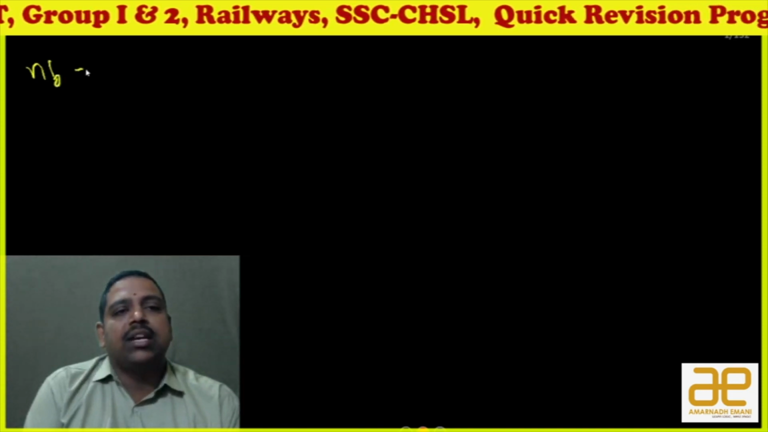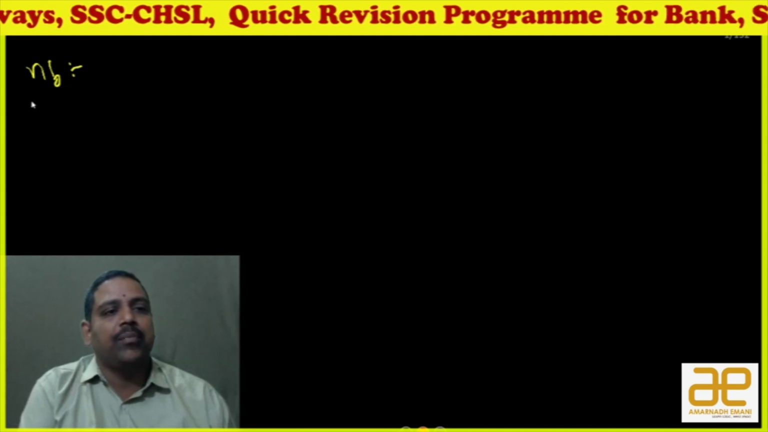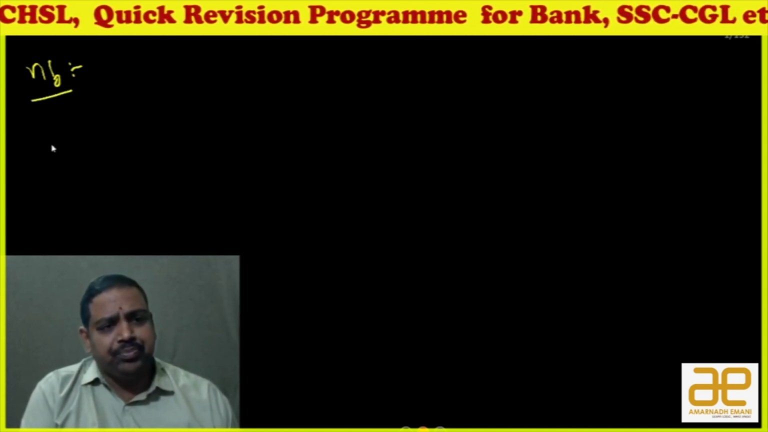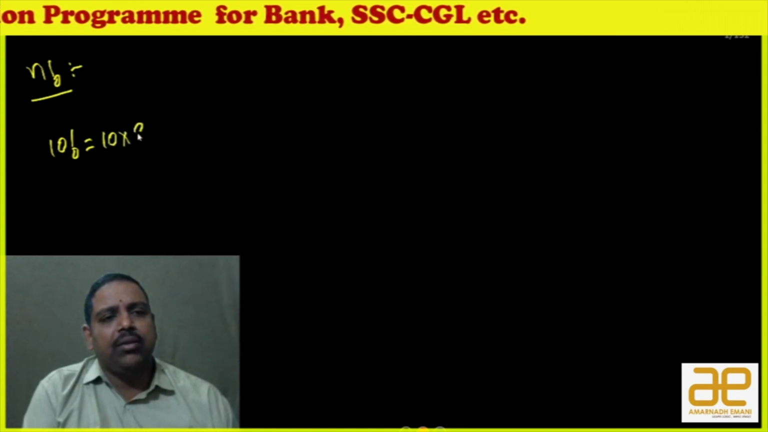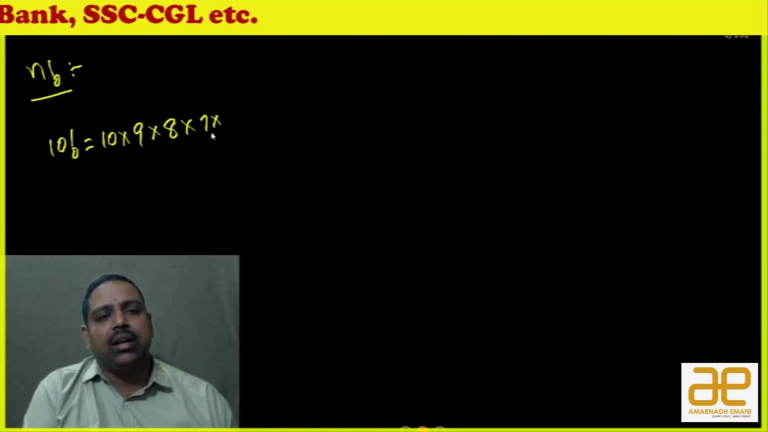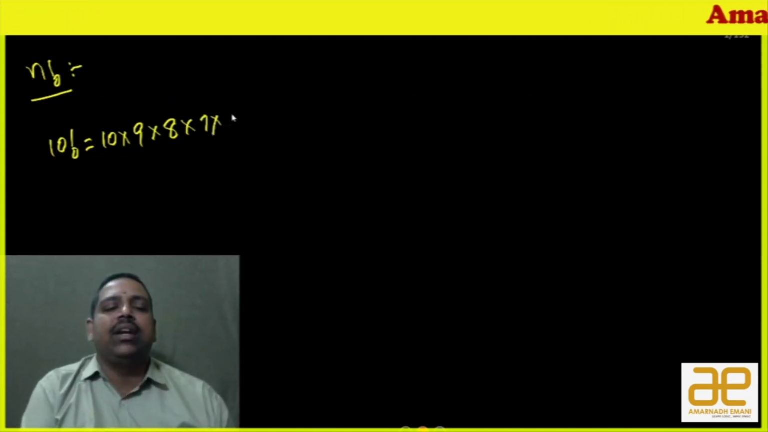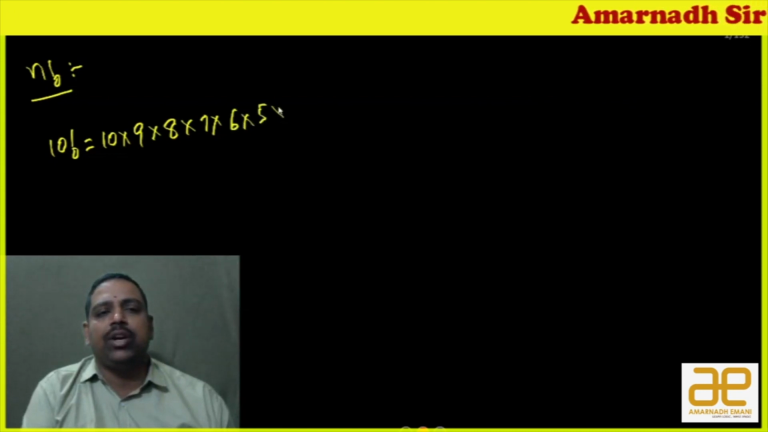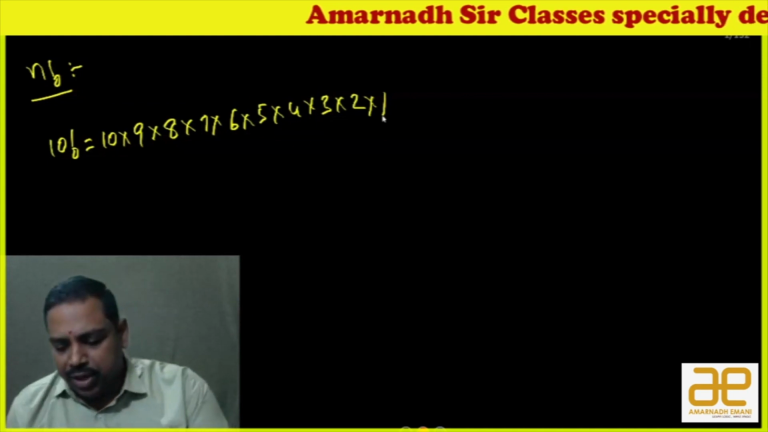n factorial is equal to, first of all, I'm going to discuss n factorial. Remember, if we want 10 factorial, we should start with 10, followed by reducing 1 each time, 9, 8, 7, like that, up to 1. So 10 into 9 into 8 into 7 into 6 into 5 into 4 into 3 into 2 into 1. This is known as n factorial.